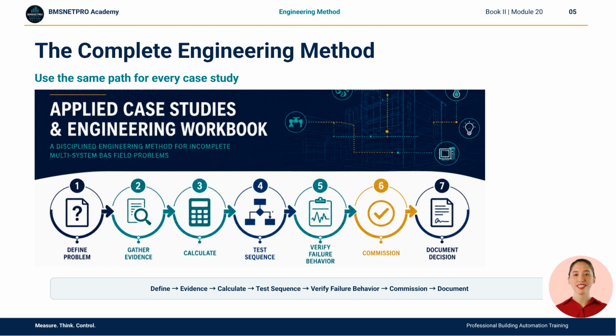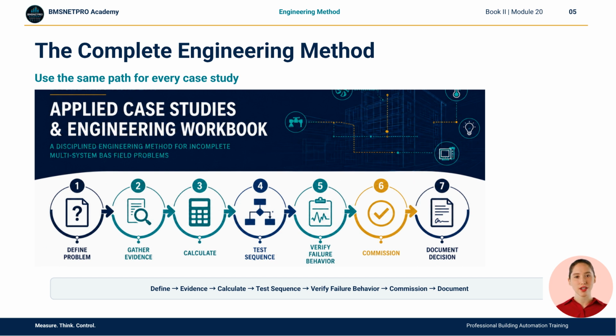This is the complete engineering method we will use throughout the workbook. Start by defining the problem and the system boundary. Then gather evidence, trends, drawings, field measurements, point lists, alarms, and observations. Next, calculate. Use the equations that match the system. Airflow, heat transfer, hydronic flow, pressure, electrical load, or moisture balance. Then test the sequence. Does the control logic do what the narrative says?